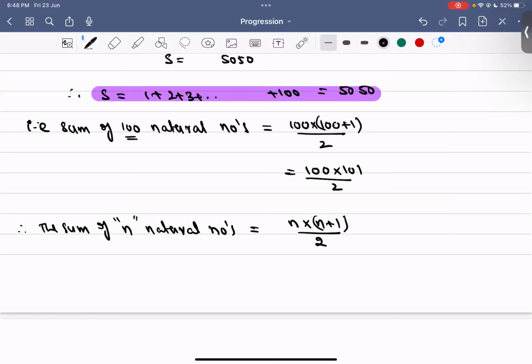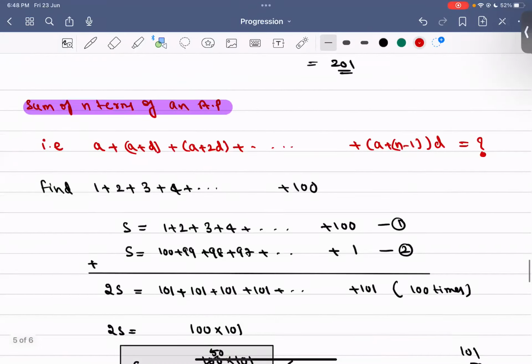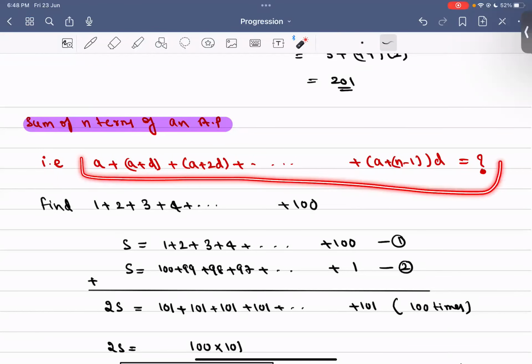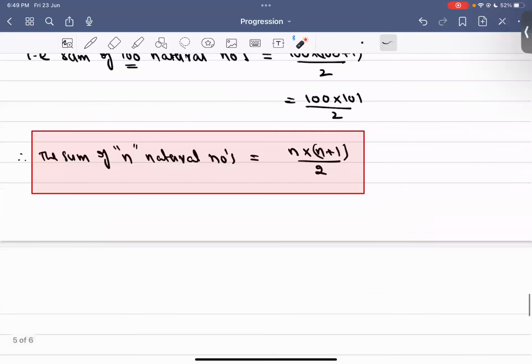Now the sum of n natural numbers is this one. With the help of this idea, we can find the sum of n terms of an AP, because this is an AP. With the same idea, we can find the formula for the sum of n terms of an arithmetic progression. Now we will check this formula: the sum of n natural numbers is n into n plus 1 by 2.